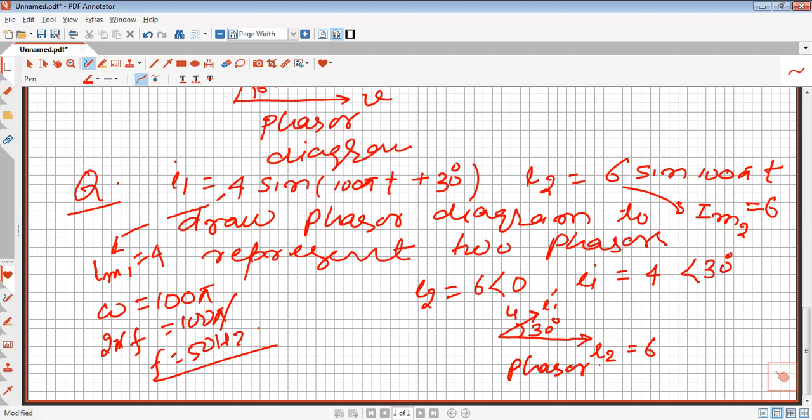It is a very simple thing, no need to worry about it. This is called the phasor diagram of I1 and I2. In the next part of the video, I will discuss more about the phasor diagram, as well as inductive reactance, capacitive reactance, and resonance of the circuit. Okay, this is all about the phasor diagram, and one numerical I have also discussed here.